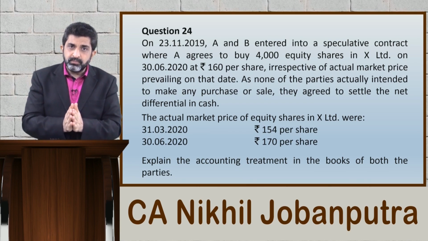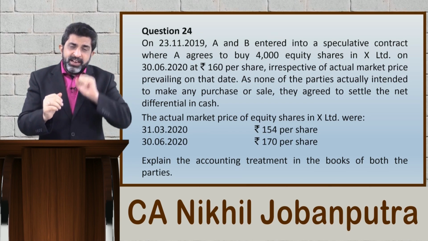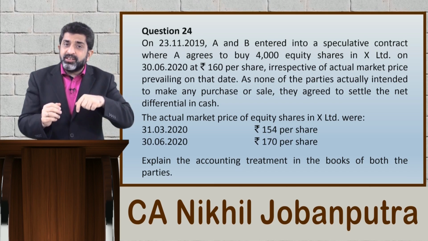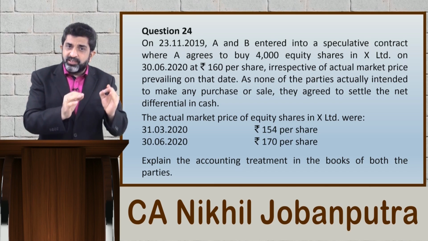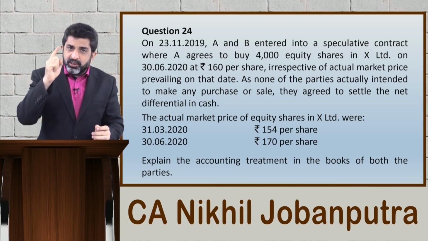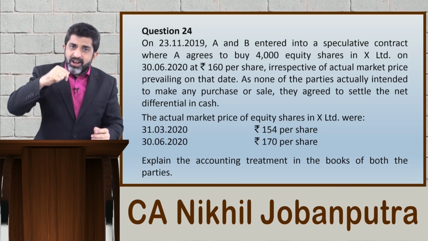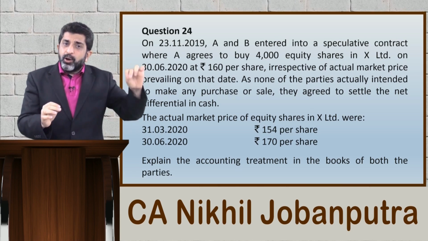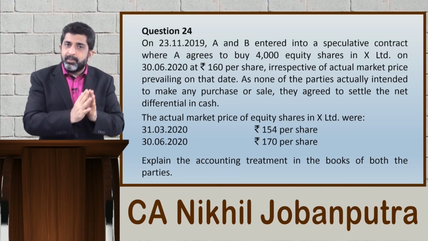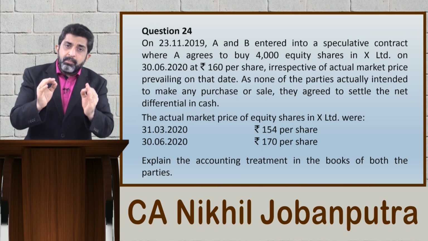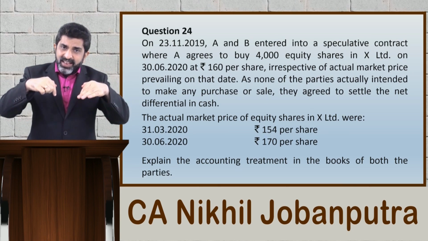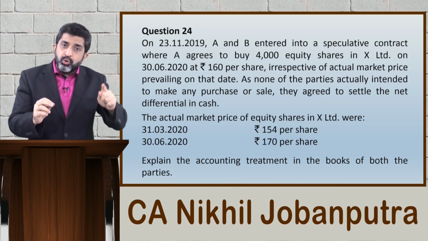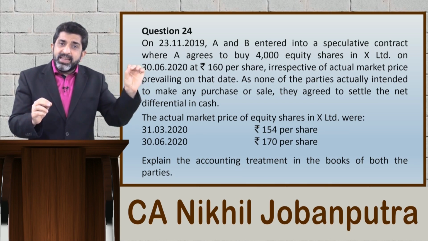Now, there are two different dates given. One is today's date, that is the contract date, 23rd November 2019. Ind AS 109 identifies this contract date as trade date, and the final date of settlement is known as settlement date. So 23rd November 2019 in our example is trade date, and 30th June 2020 is settlement date.